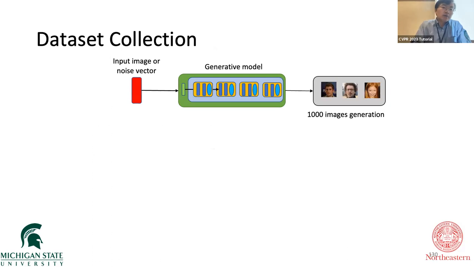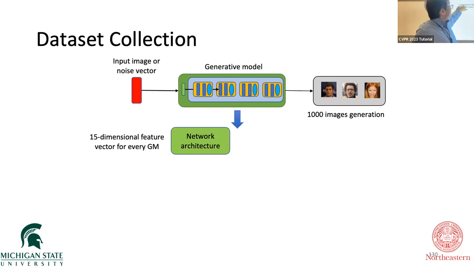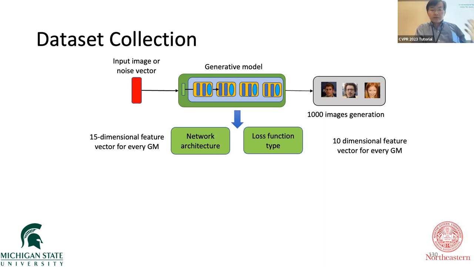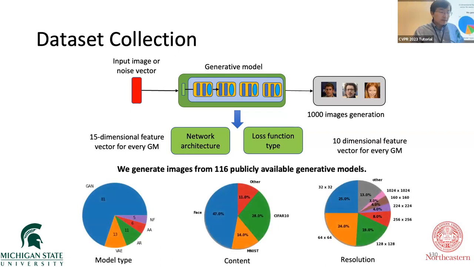Okay, so research always starts with a database because vision is driven by a data set. Therefore we spent quite some effort in collecting a database. So my student, he took a lot of different GMs. For every GM, he either took an input image or rendered noise as input to the GM and produced 1,000 images per GM. Then for each one of the models, he kept a note on the ground truth, right? He used a 15 dimensional parameter to define the model architectures. And he also used a 10 dimensional feature vector to define what loss function was used to train the GMs. Okay, so these are the parameterization basically of the space he wants to explore. And then he eventually collected about 116 different GMs. So a fairly large data set.